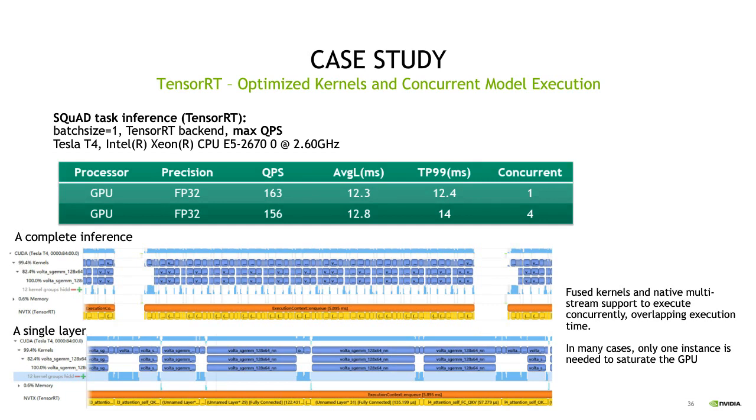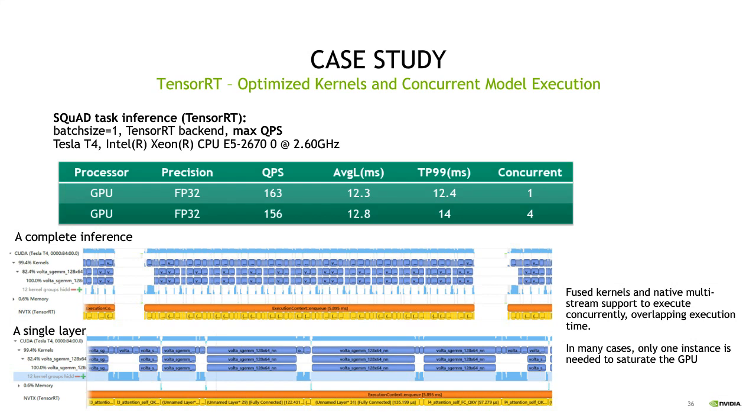And NVIDIA's another solution is BERT TensorRT. It's based on TensorRT and optimized in a similar way. But just as we talked before, TensorRT will support multi-stream, which is concurrent model execution, natively. And the native multi-stream support to execute kernels concurrently will help you overlap the execution time.